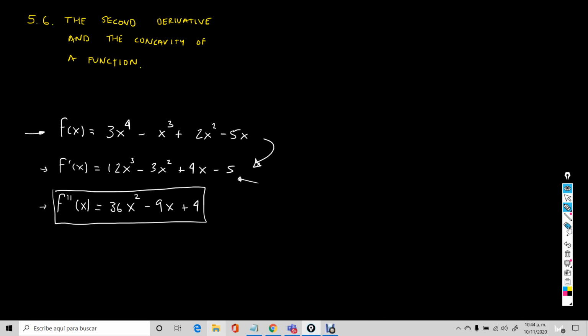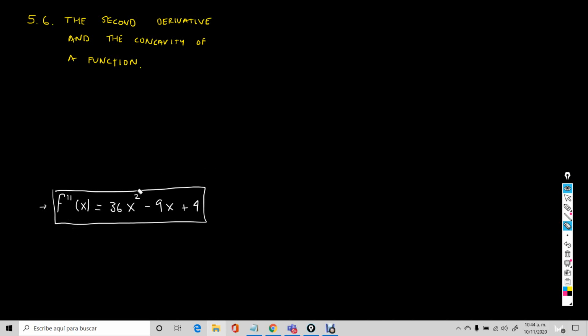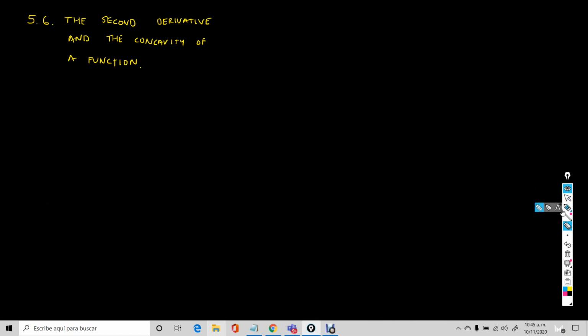Okay, so with just one example, I think you can get the idea behind the second derivative. And you can go further, right? You can get the third derivative, the fourth derivative of a function, etc. Okay, so that's all about the second derivative. There's nothing much else to say, at least not in this course.